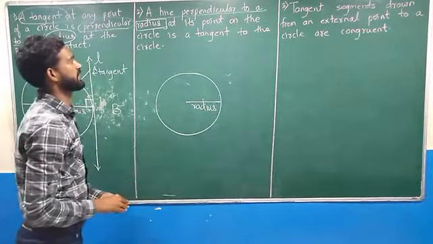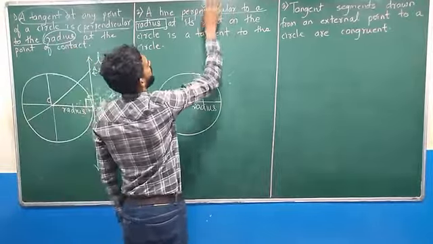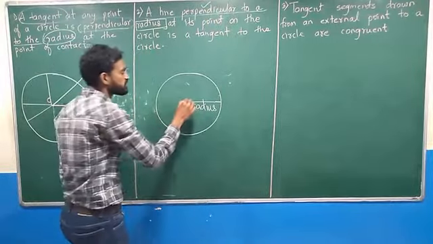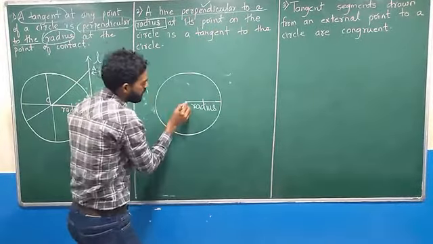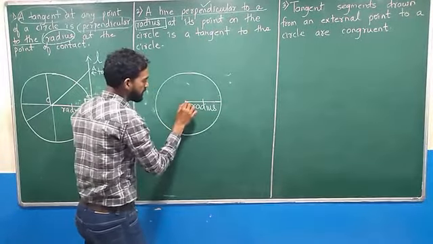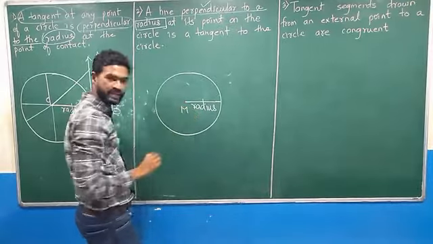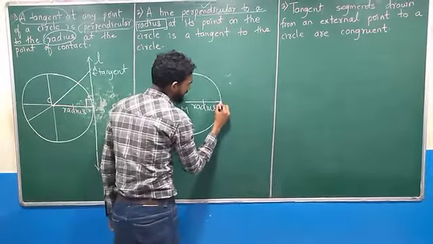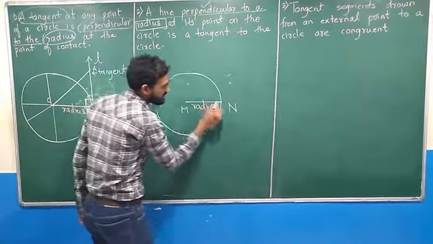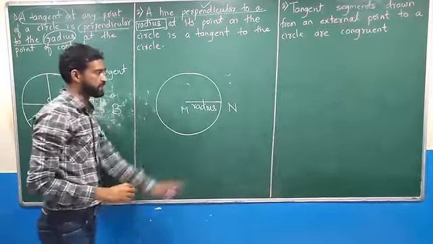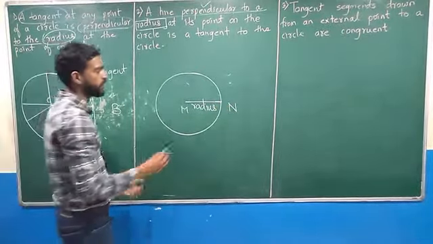Next, what are they saying? We need to draw a perpendicular to this radius, but where? At its point on the circle. For example, this M is my center, and N is the point where the radius touches the circle. The point where the radius touches the circle is N.